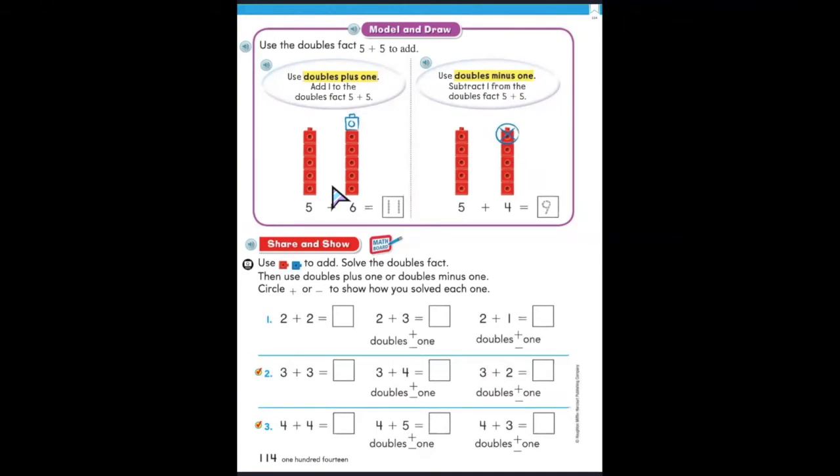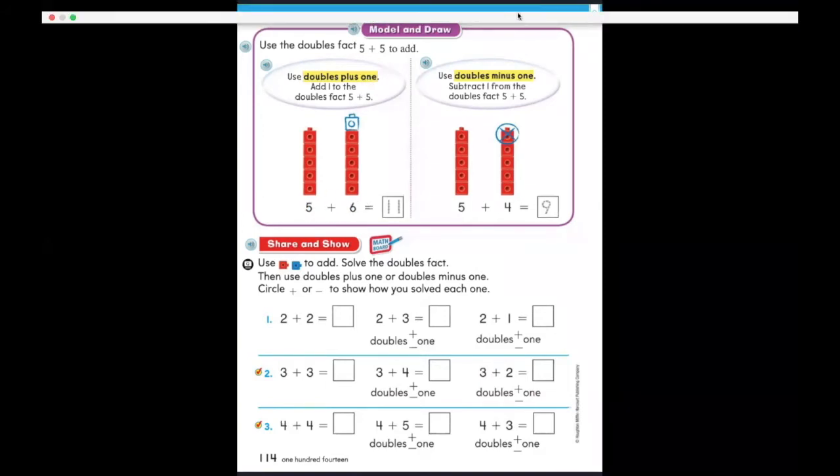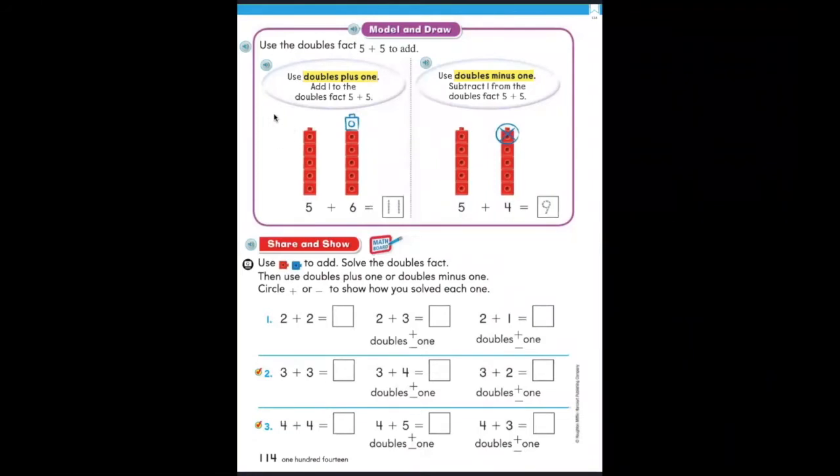How can we use doubles plus 1 to find the sum of 5 plus 6? Well, we can use 5 plus 5 equals 10. Let's write that down. 5 plus 5 equals 10. Now that we have 5 plus 5 equals 10, we just need to add one more. 1 more than 10 is 11. Now let's take a look at our second problem.